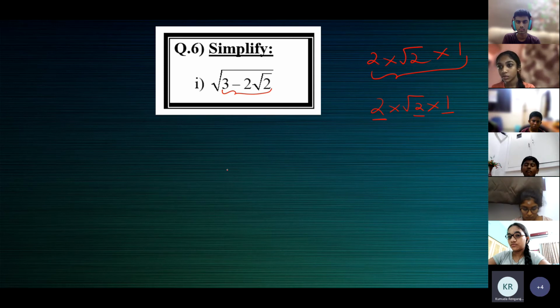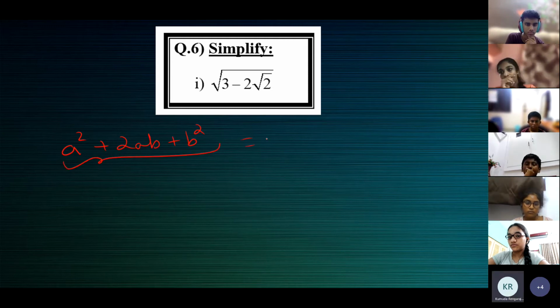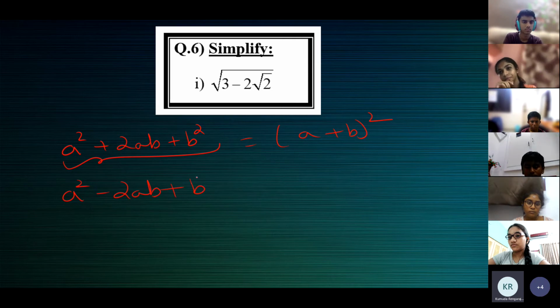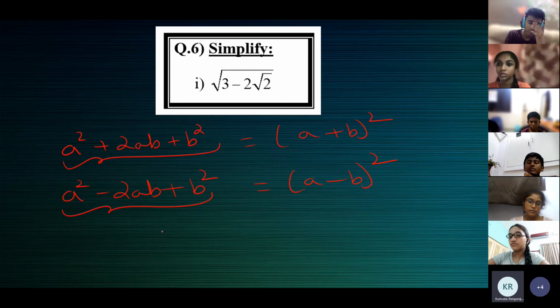Before that I should tell you the identity. You know this, but a squared plus 2ab plus b squared, if you find these 3 terms, you can write it as a plus b the whole square. A square minus 2ab plus b square, if you find these 3 terms, you can write it as a minus b the whole square. Are these identities new to you? No, ma'am. This is of 8th standard. You're already aware of these identities.